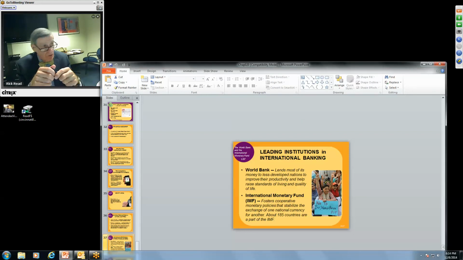Two international lenders of note. One is the World Bank, the other is the International Monetary Fund. The World Bank lends money to developing countries. The object is to help them improve efficiency in their operations, etc., and hopefully to raise the standard of living. The International Monetary Fund is a cooperative, if you will, that helps stabilize the exchange of one national currency to another, so we don't have wild fluctuations in currency exchange.